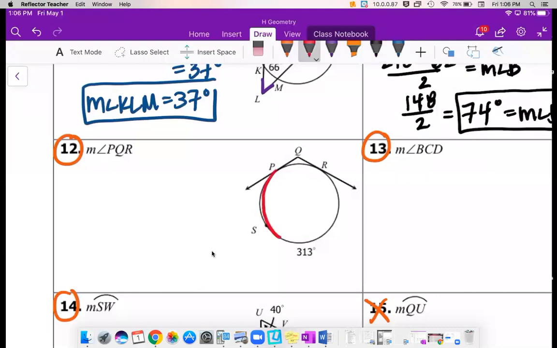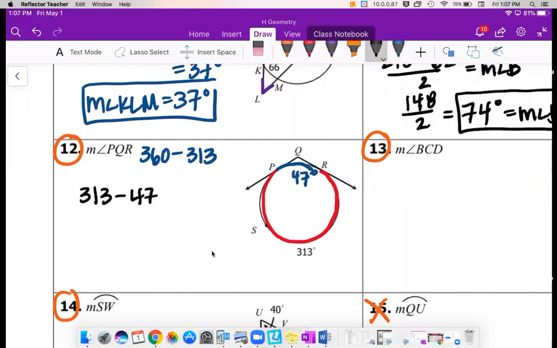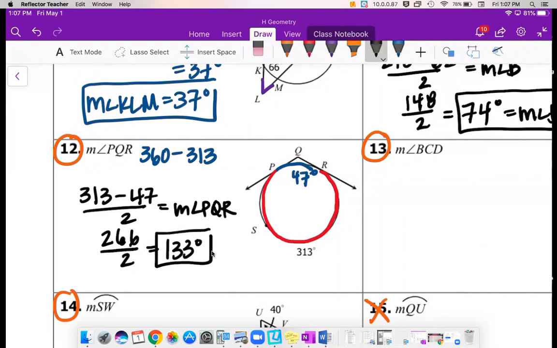You have your big arc is 313. In order to get the small arc, you're just going to take 360 minus 313, and you'll get that that small arc is 47 degrees. And then you just plug it in your formula. So big arc minus small arc divided by 2 should equal the angle on the outside, which is this PQR. So 313 minus 47 is 266. Divide that by 2, that should be 133. So your angle outside right here is equal to 133 degrees.